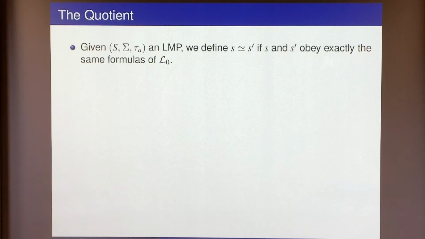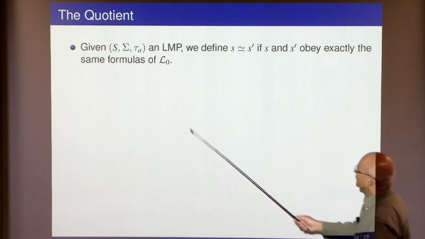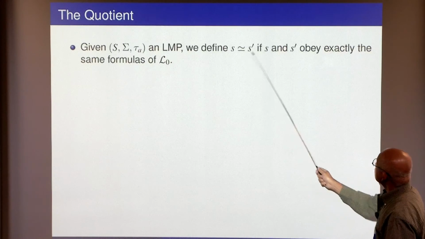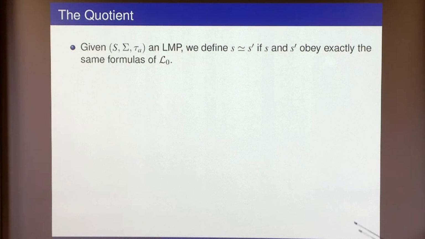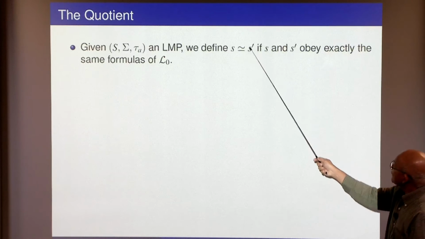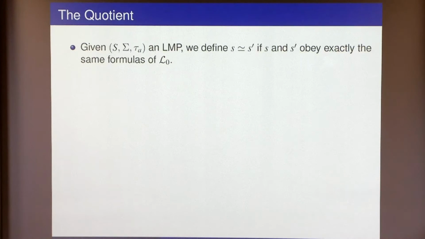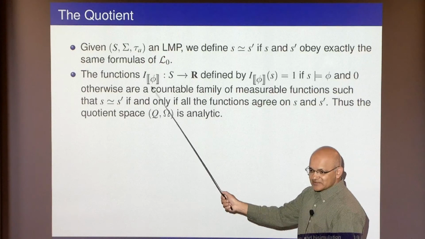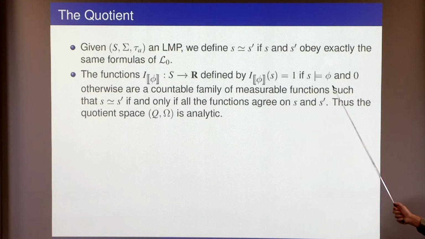The first thing we're going to do is take our original space and quotient it by this logical equivalence. Okay, so we've got an LMP defined on an analytic space. We have the equivalence relation, which says that they obey exactly the same formulas of our modal logic. Two states are logically equivalent if they obey exactly the same formulas. And now I claim that's a smooth equivalence relation. Why? Because the indicator functions of the definable sets are exactly the things that characterize that equivalence relation.